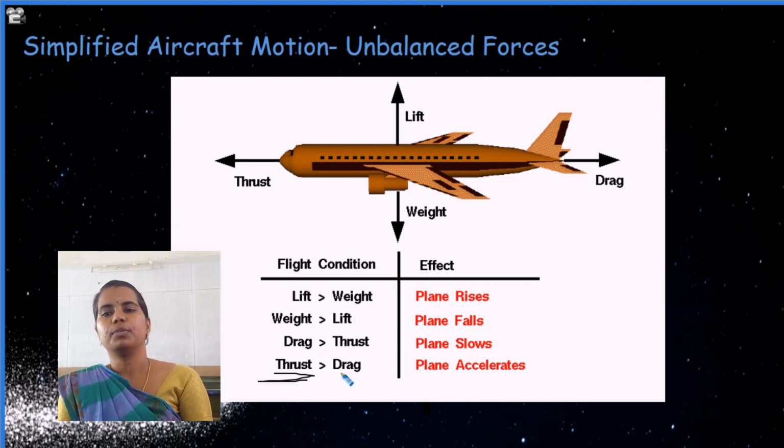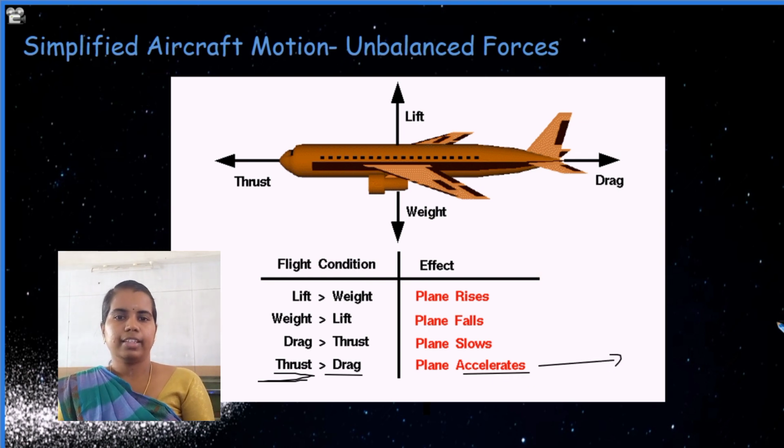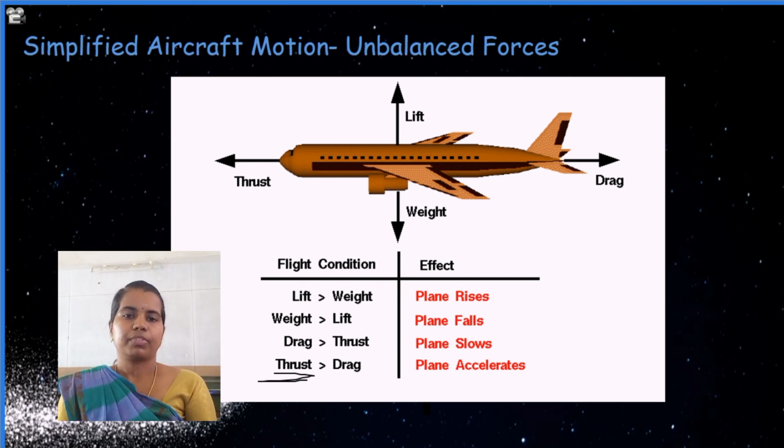Here we can come to the conclusion. For the plane to be in flight, the lift will be greater than the weight and the thrust will be greater than the drag. This is a consolidated report, a consolidated condition of aircraft flying.